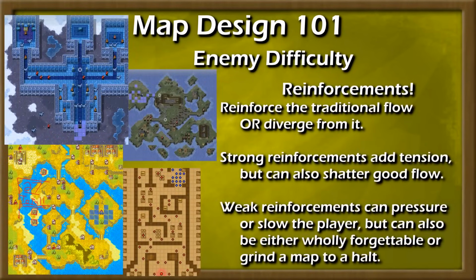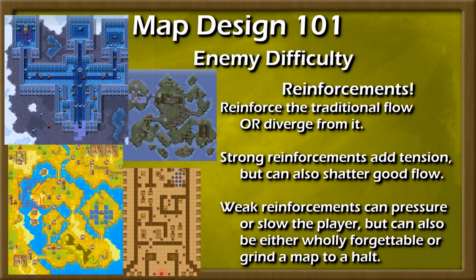Reinforcements can be used to reinforce this broad difficulty flow or to diverge from it, but be very careful about intent and positioning with reinforcements. Particularly strong reinforcements, such as the dragons in several chapters of New Mystery, can be used to add tension and push the player towards their objectives, but they can also be an immediate wrench shattering the otherwise stable flow, such as in several late-game maps from Awakening.